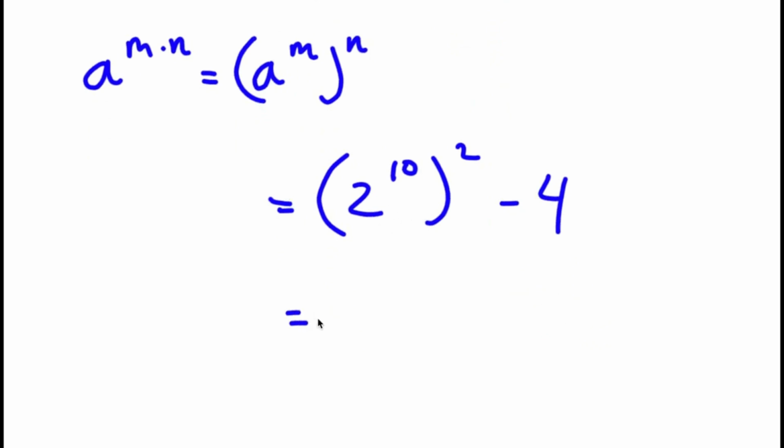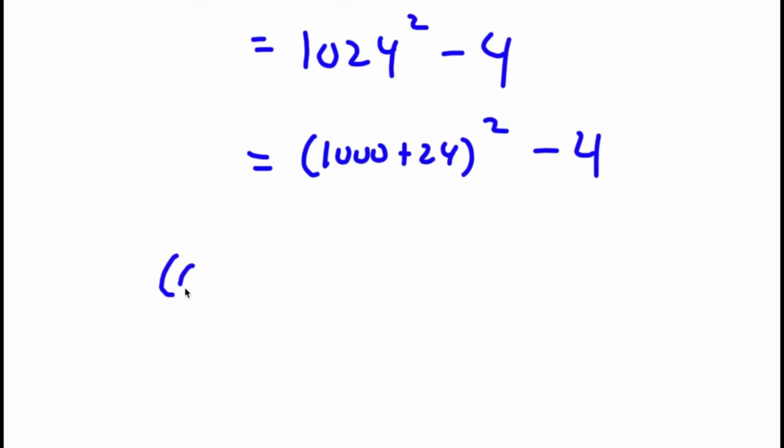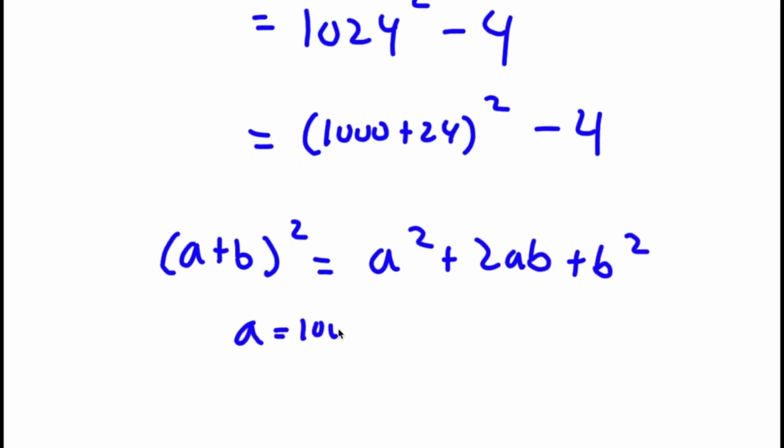2 to the power of 10, that's equal to 1024. So now I have 1024 to the power of 2 minus 4. And 1024 I can rewrite as 1000 plus 24. So now I have 1000 plus 24 to the power of 2 minus 4. Now if I have something in the form a plus b squared, this is equal to a squared plus 2ab plus b squared. In this case, a is equal to 1000 and b is equal to 24.